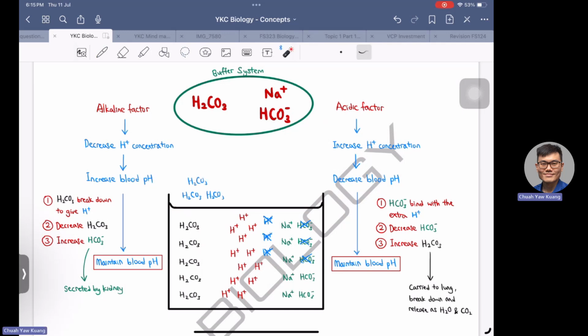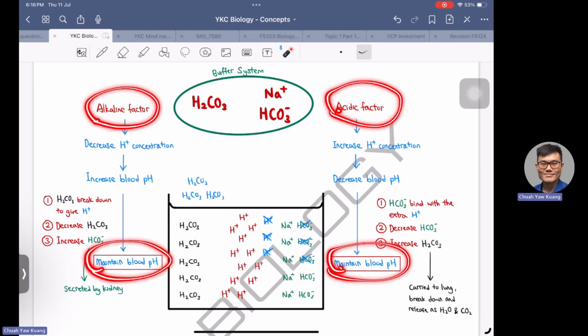Under normal circumstances, this extra carbonic acid will later be carried in the blood to the lung. When they reach the lung, the alveoli, they will be broken down and released as water and carbon dioxide. So with that, no matter whether there is an alkaline factor or an acidic factor being added in the blood, our buffer system will be able to maintain the blood pH.